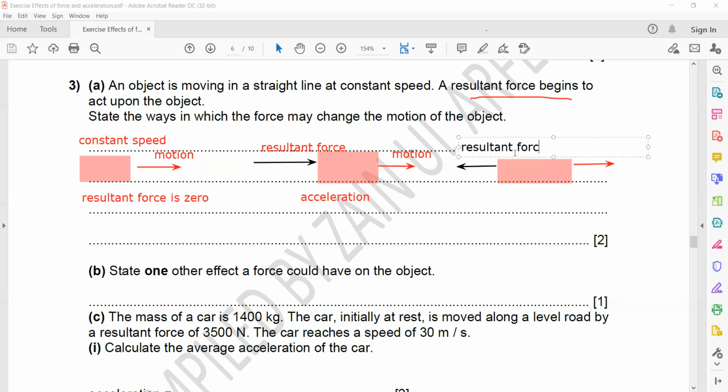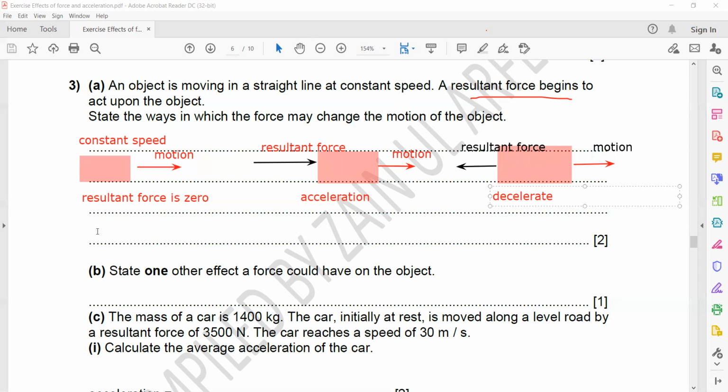So what happened to this object? This object will decelerate. So we have to write the answer in words here. Yeah, the car will slow down, or the object will decelerate, because in the question they mention an object.